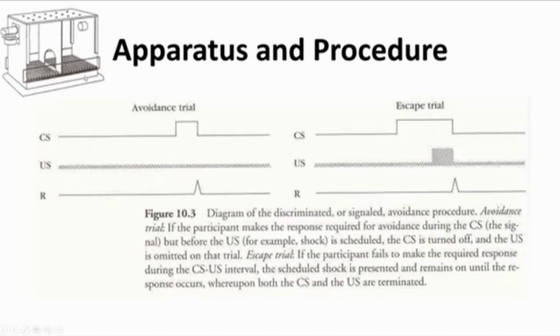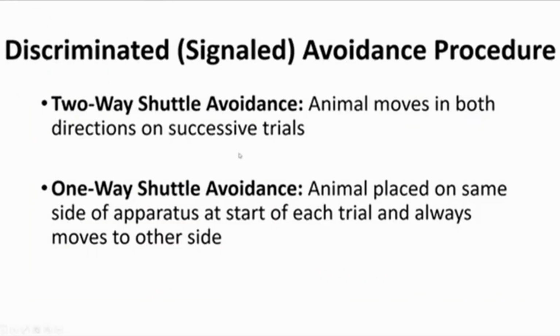They don't experience that aversive stimulus because they've made a response that prevents that from happening. Now, for these shuttle setups, we can have a two-way shuttle avoidance or a one-way shuttle avoidance. These are a logical way of doing it. In a two-way shuttle avoidance, the animal moves in both directions on successive trials.